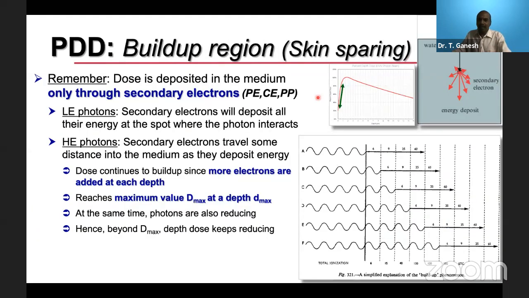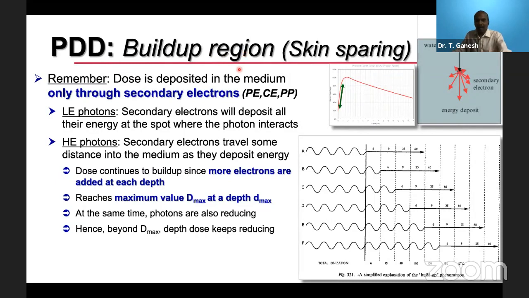Now we see more about the buildup region. We come to the buildup region. The most important question, which many of you might be asking, is why is there a buildup region, which is actually responsible for the skin sparing, the most sought after effect in radiation oncology. We want to spare the skin, and we know that the buildup region is responsible for that.